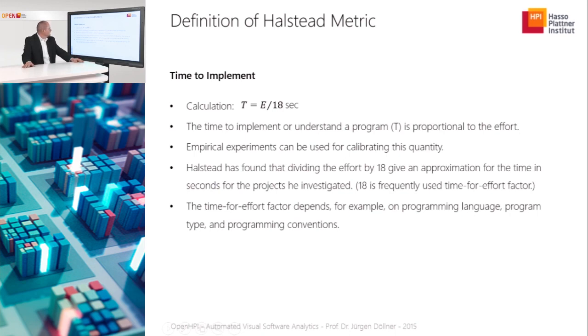It's a straightforward construction, but empirical experiments can always be used for calibrating this quantity, referring to the 18. So how much time do you actually need for one unit of effort? The 18 comes from early studies of Halstead and is still used today. Halstead found that dividing the effort by 18 gives a reasonable approximation for the time in seconds for the projects he investigated.